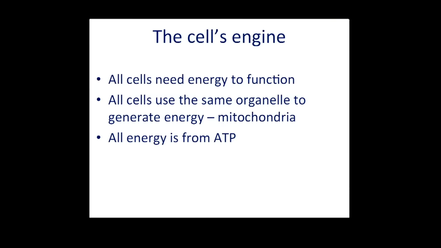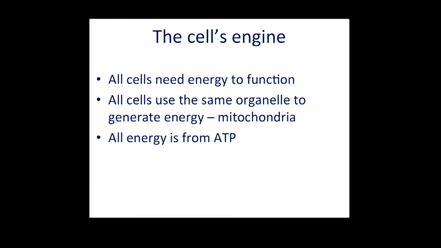So let's move along. All cells need energy to function. All cells use the same organelle. That's the mitochondria. And the energy currency of biology is adenosine triphosphate, ATP. It has a high energy phosphate on the third one, and enzymes that can take that phosphate off get a lot of energy from it, and ATP becomes ADP, diphosphate from triphosphate, and you get a lot of energy from it. And the mitochondria takes the ADP, makes ATP for us.